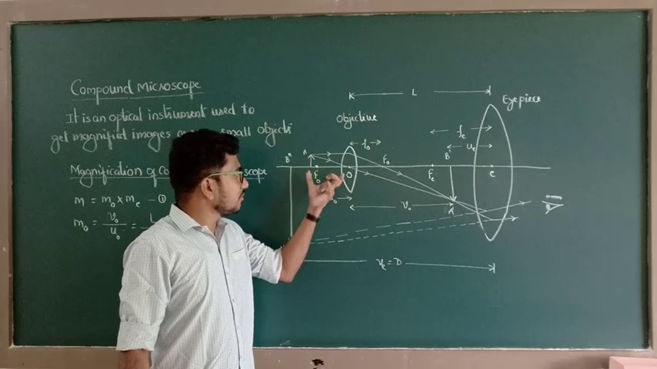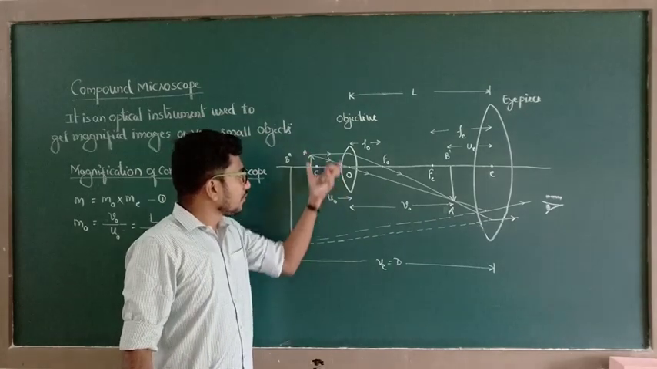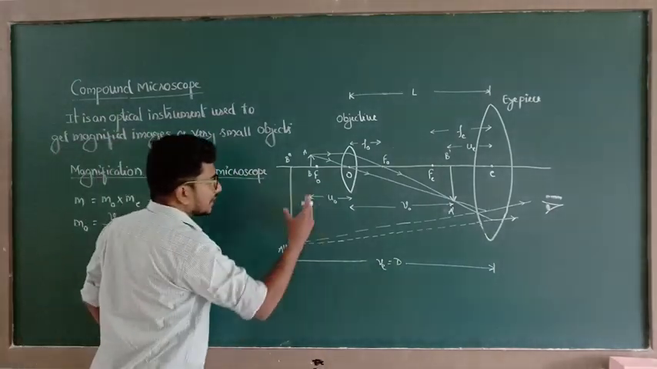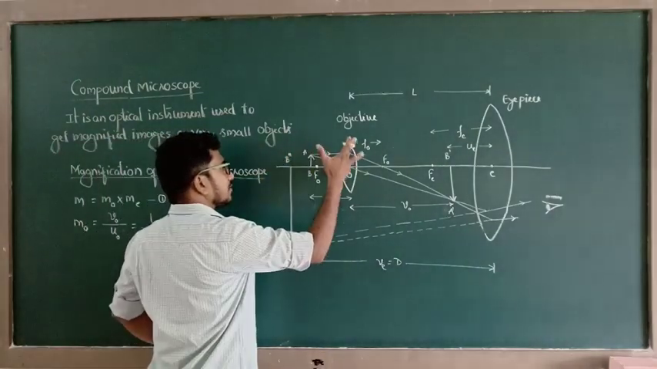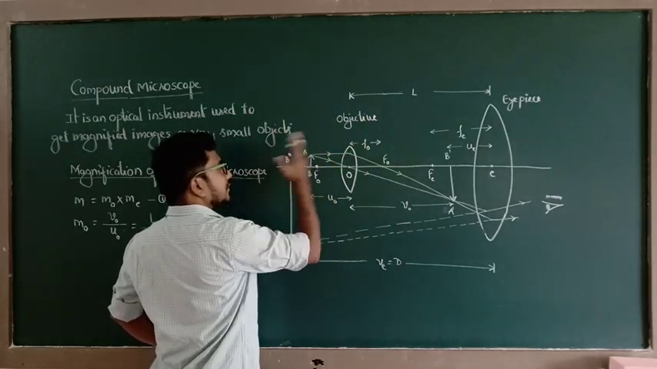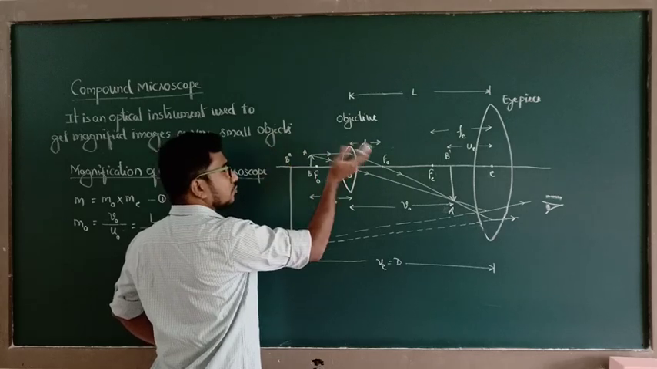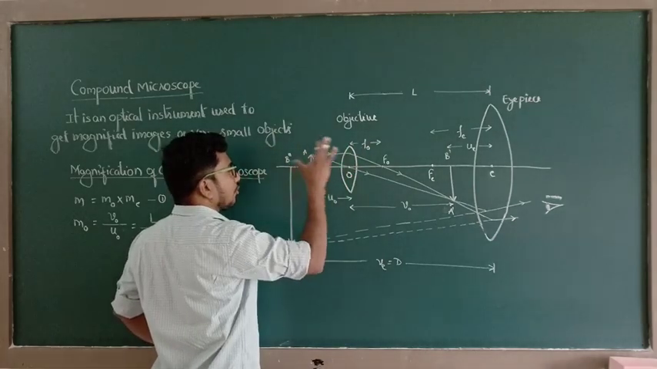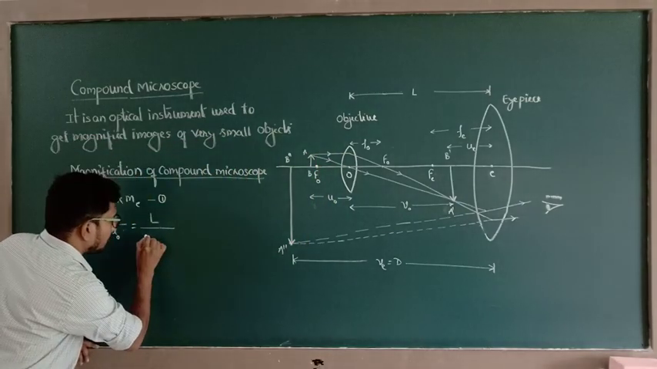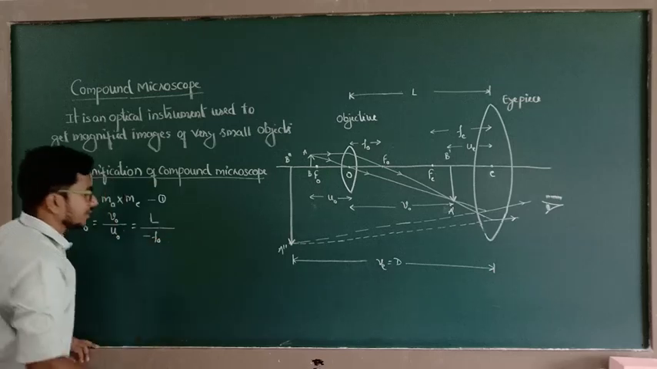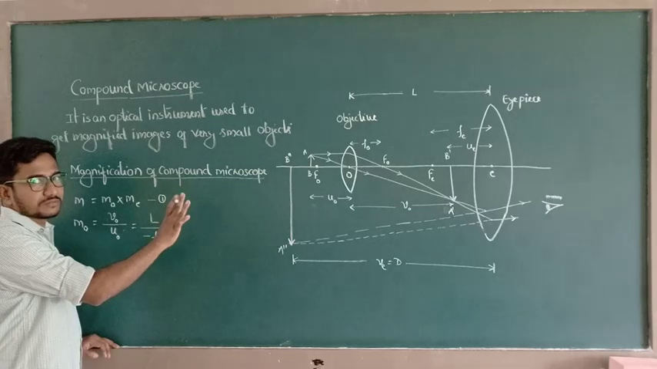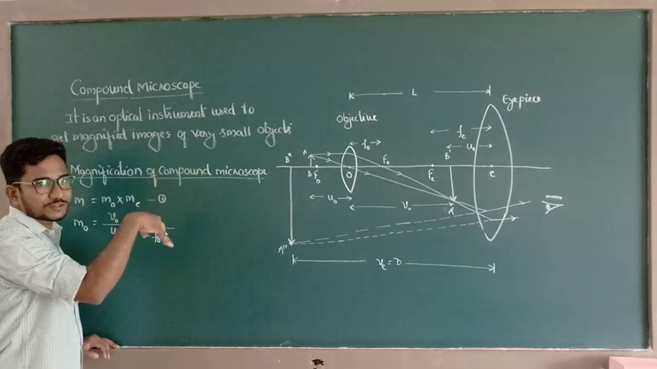So this object distance is nearly equal to the focal length of the objective. Therefore, I am going to write this object distance with a sign: the direction of measurement is right to left, and the direction of the incident light beam is left to right, both in opposite directions. Therefore, this object distance takes a negative sign. So this is equal to minus the focal length of the objective. So here we will get the magnification of the objective, not the magnification of the compound microscope.